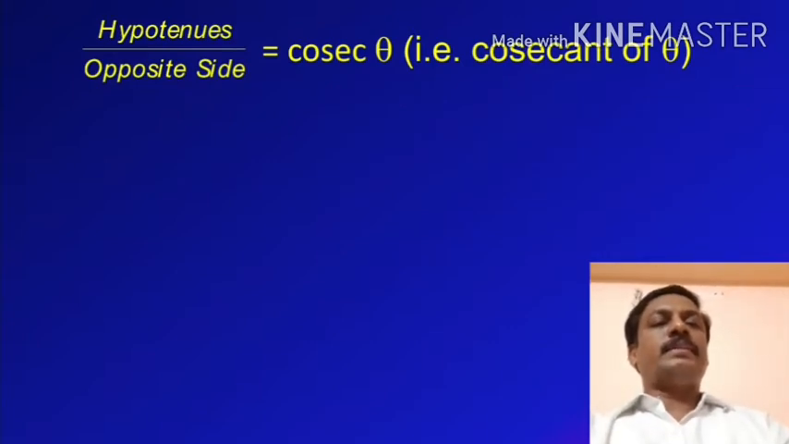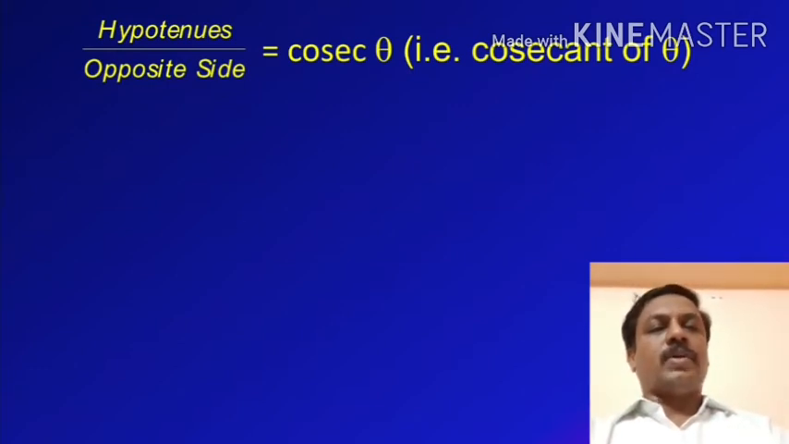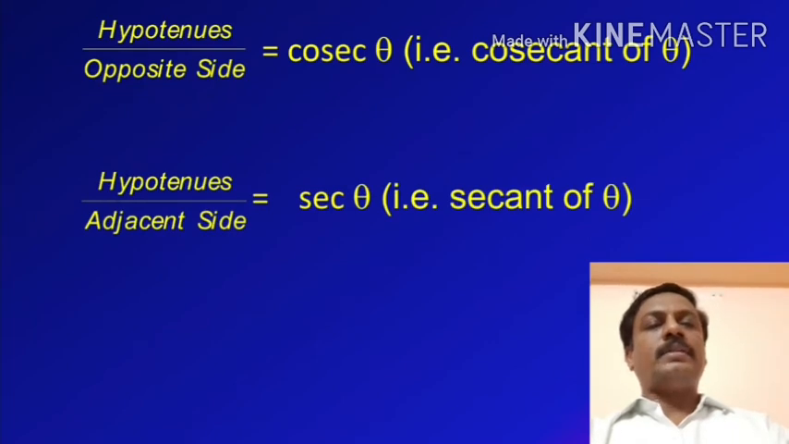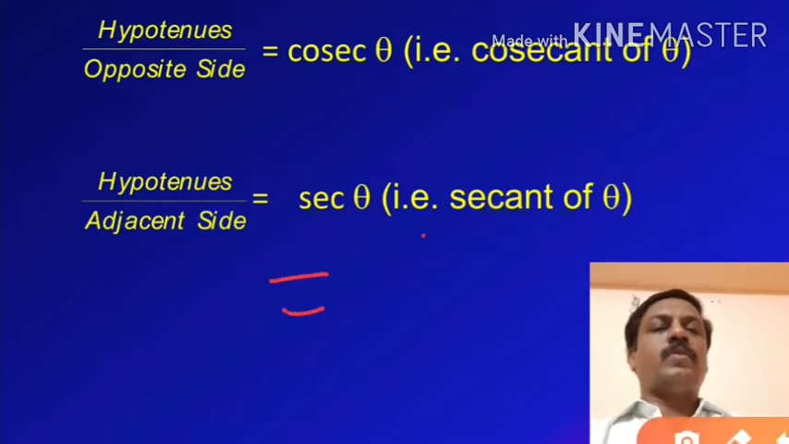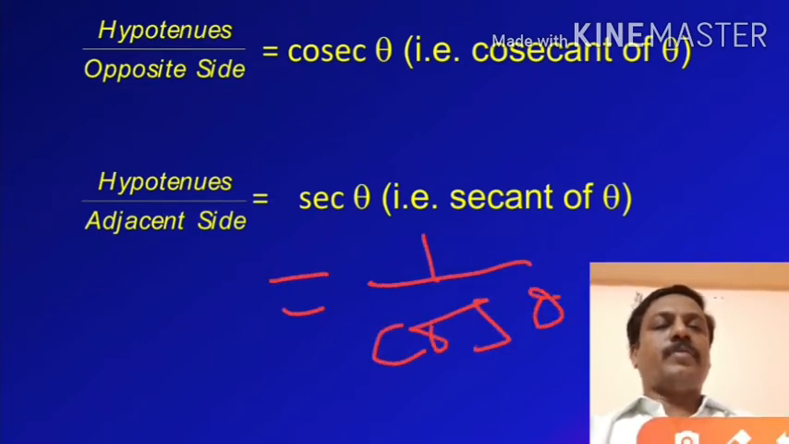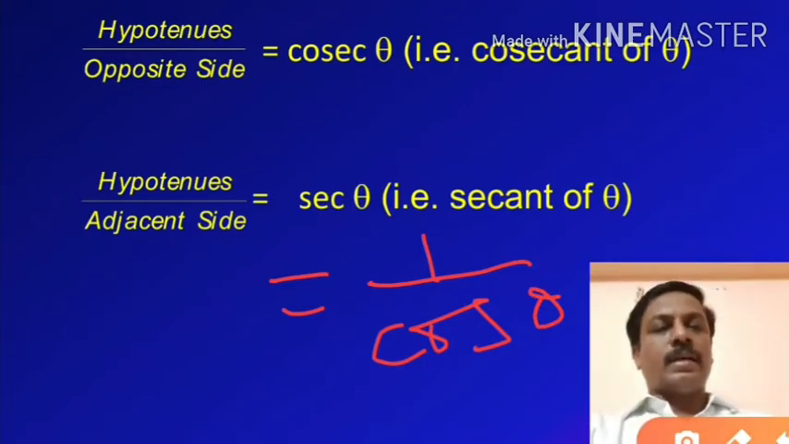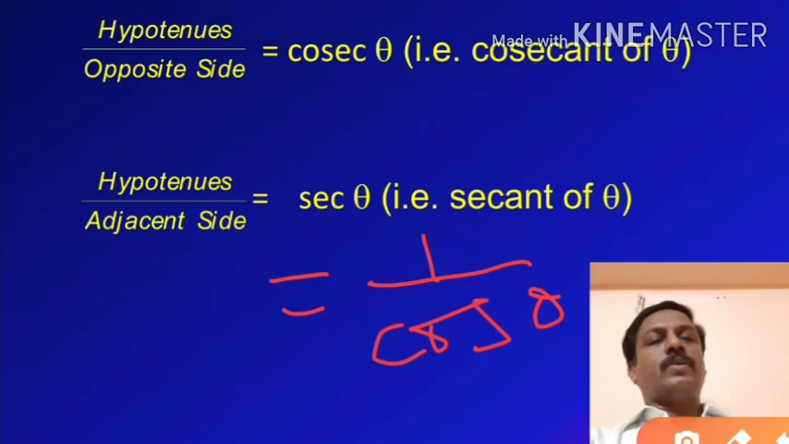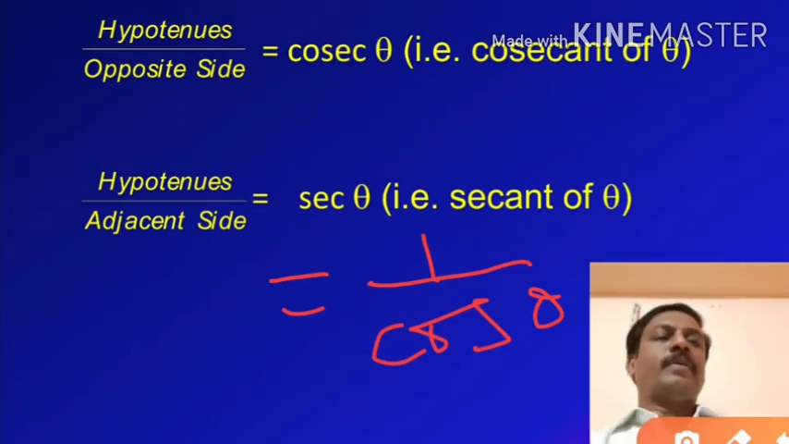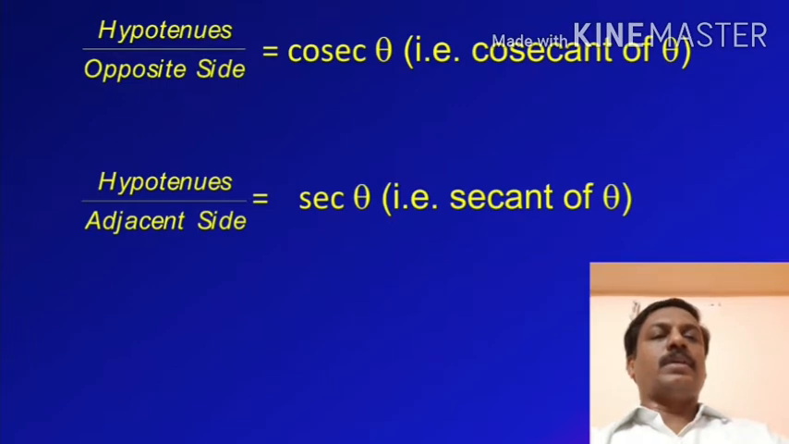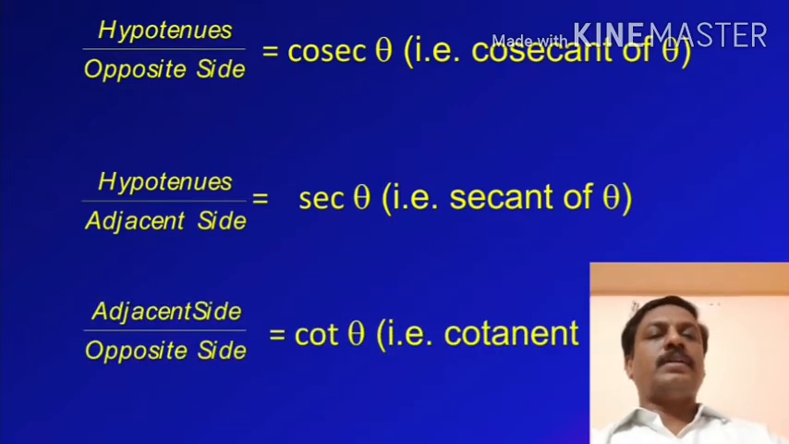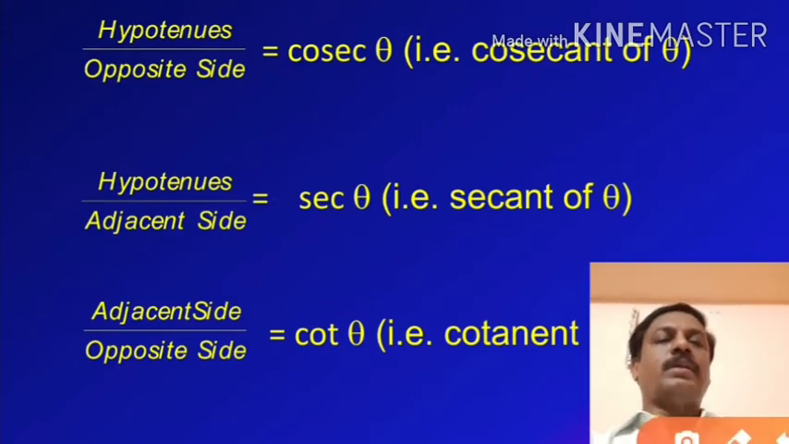Next we define sec theta, or secant theta. So sec theta is defined as hypotenuse by adjacent side, and this is equal to 1 by cos theta. If you see the definition, you will get this relation. Then the last one is cot theta. So cot theta is defined as adjacent by opposite side. So once again, cot theta can be written as 1 by tan theta.